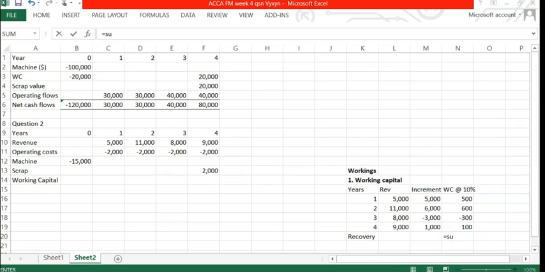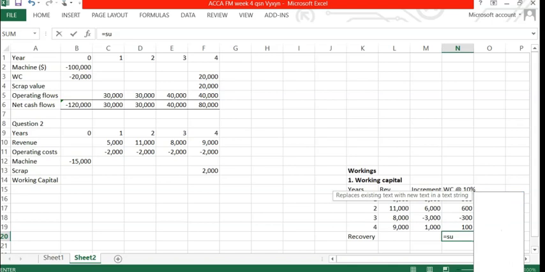Oh, what's going on? My machine is misbehaving. It's now sticking.